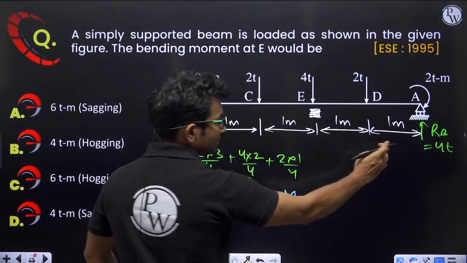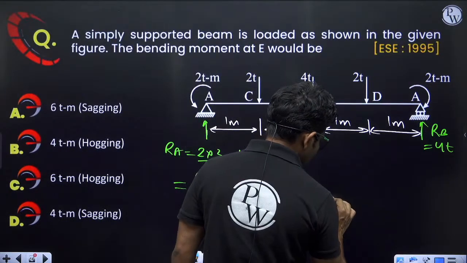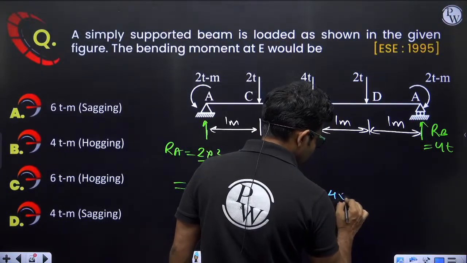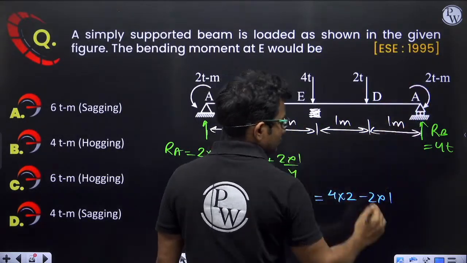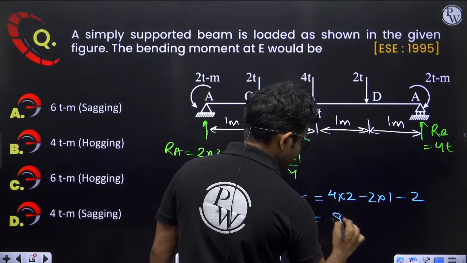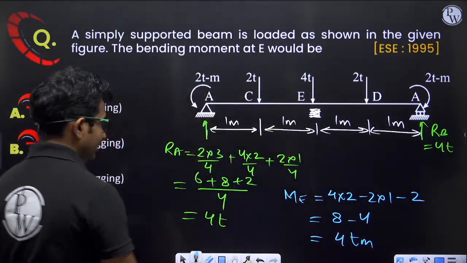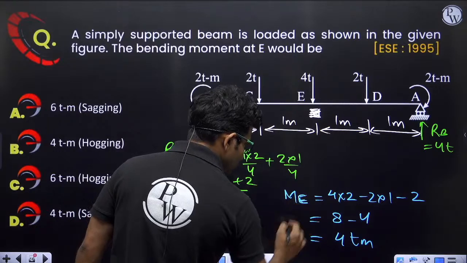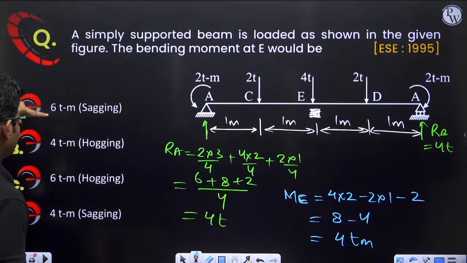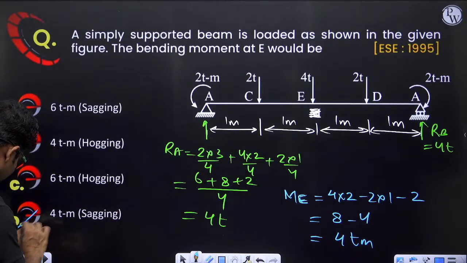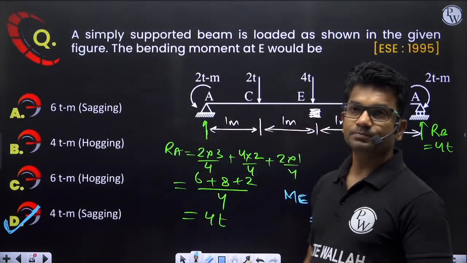Bending moment at point E will be equal to, because of RB we will be getting sagging bending moment, RB into 2 meter, so 4 into 2 minus 2 into 1, minus 2 ton meter. So 8 minus 4, that will be 4 ton meter. So bending moment at E will be equal to 4 ton meter, and it is coming out to be positive, that means it will be sagging bending moment. So the correct answer will be option D. Clear? Next question.